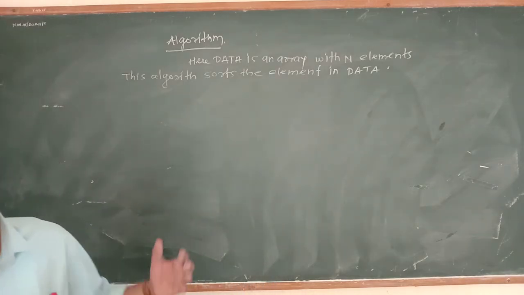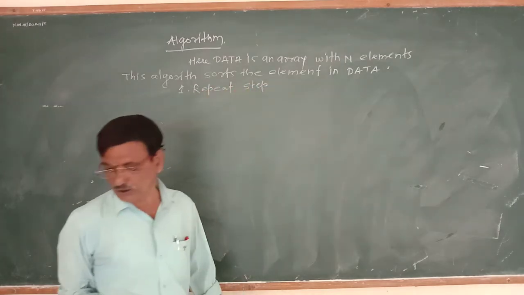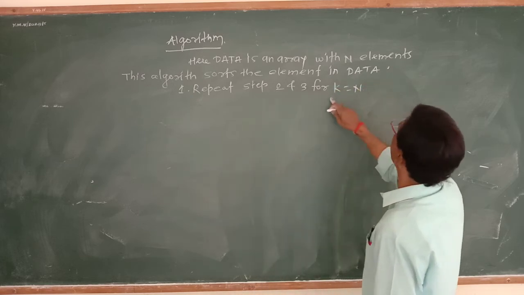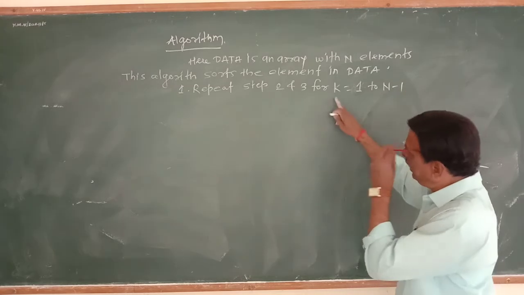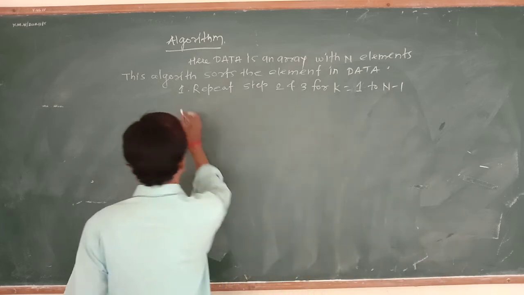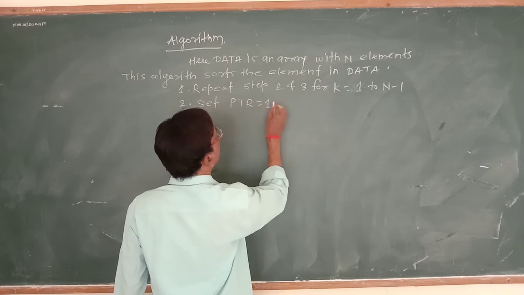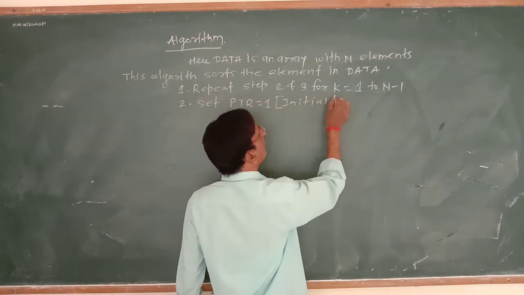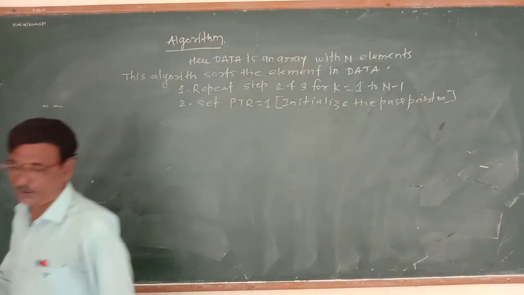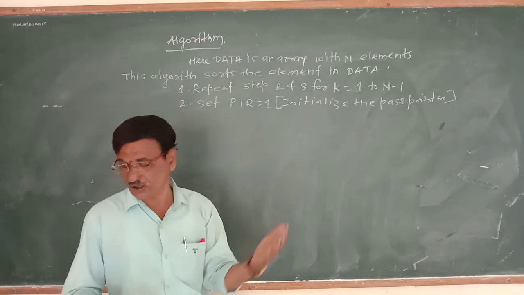Step number one: repeat steps 2 and 3 for k equal to 1 to n minus 1. Why 1 to n minus 1? We know that here k stands for steps. The number of steps is total number of elements minus 1, that's why n minus 1. Step number 2, what to do? Set ptr equal to 1. Initialize the pass pointer. What is the pass pointer? In every step we go first element versus second, second versus third, like this.